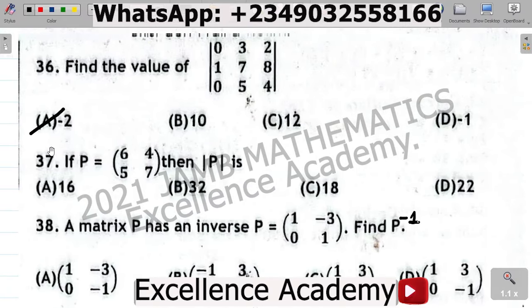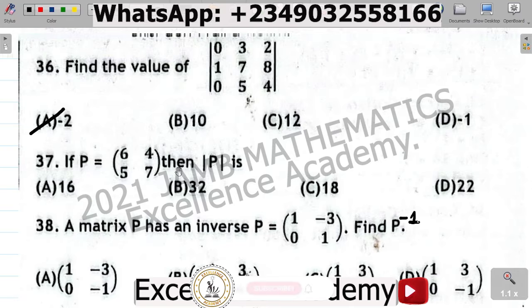Next up, question number 37. 37 says if P is equal to the matrix 6457, then the determinant of P is: A 16, B 32, C 18, D 22. So how do we solve this question?